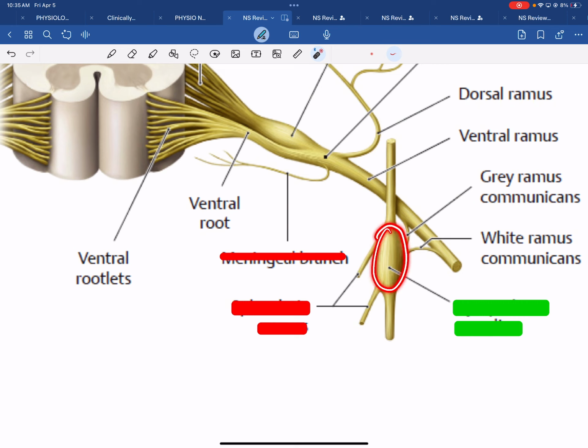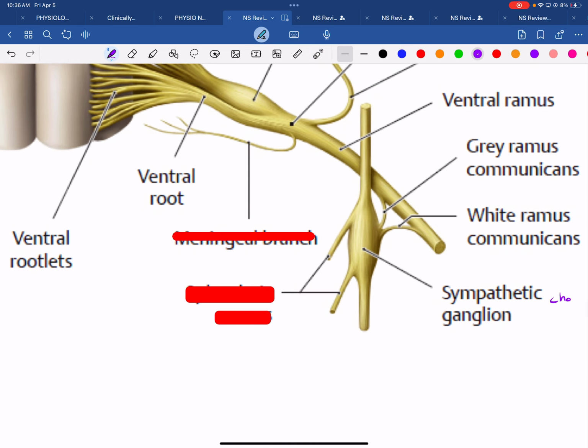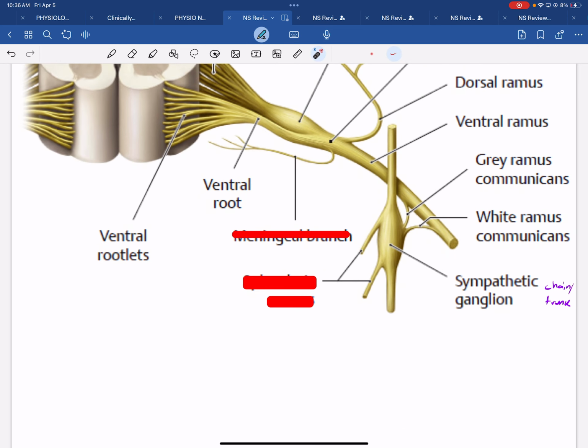What is this thing? Sympathetic ganglion. Good, the sympathetic trunk ganglion or sympathetic chain ganglion. They didn't say trunk or chain, but they should, because there are other types of sympathetic ganglia other than this one. There are some that are immediately anterior to the vertebral column. So this one you should really say chain or trunk. The other name is paravertebral ganglion.